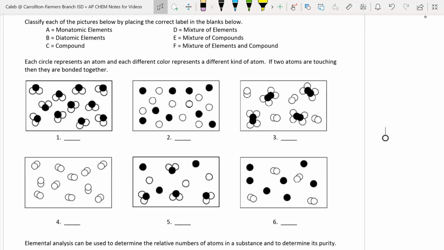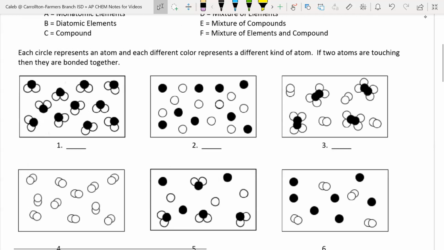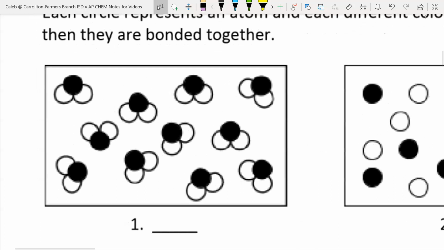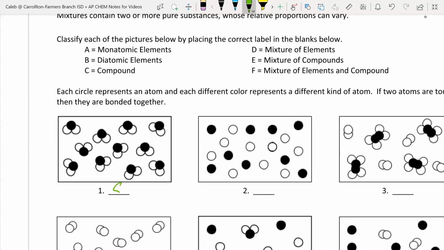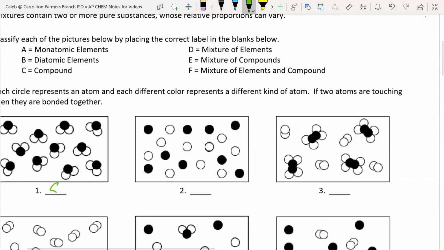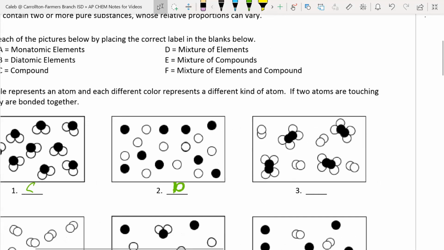So the first thing that we see here is two different types of atoms, and they're all bonded together in the same ratio, so we know that has to be a compound. So we put a C right here. The next thing that we see, we still have two different types of atoms, but since they're not touching, we're assuming they're not bonded together, so we would call this a mixture of elements. That's D. It's a sloppy D, but it's a D.